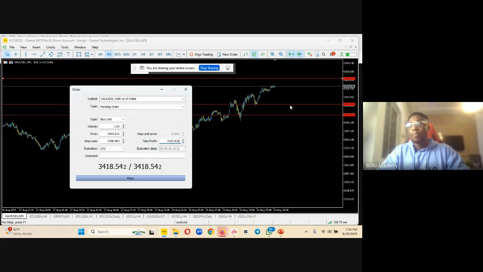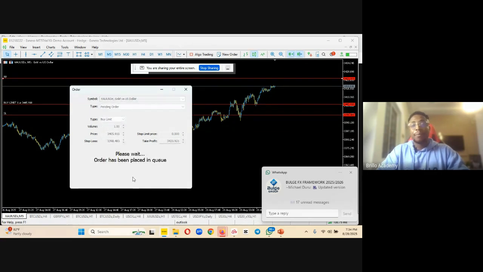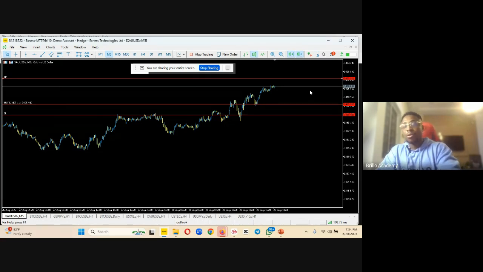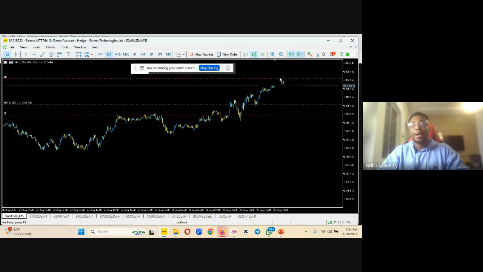This is where I want to buy from, but currently the market is not at that level. So the moment the market sells back to this zone, at this point I want to start buying. So I'll set my buy limit here, and once I've done that, I just click on place. Good. So everything is set. This is my take profit, and so that is it. So this is my buy limit, and this is my stop loss, and this is my take profit, right?